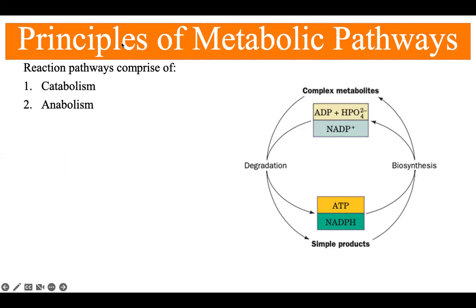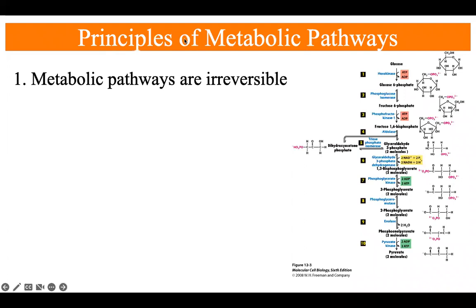Okay, now let's move on towards understanding the different metabolic pathway principles. So the first principle is that metabolic pathways are irreversible. To understand this, at least one reaction of the pathway has a very high negative delta G value. Now, what is delta G? It is basically the free energy, right?